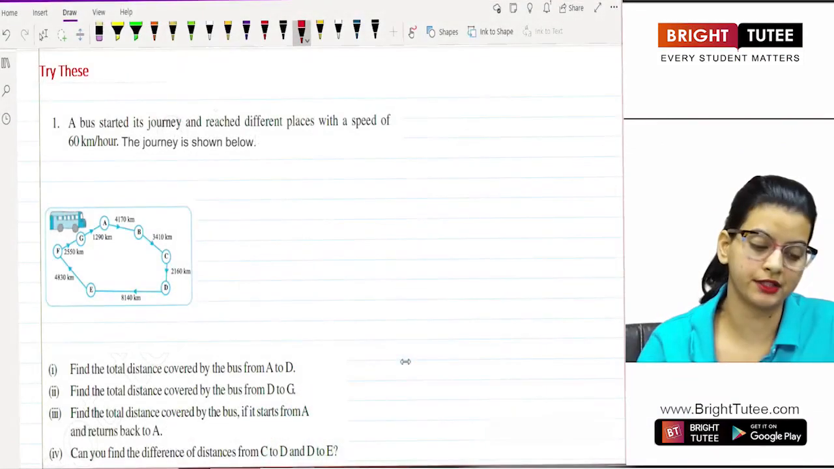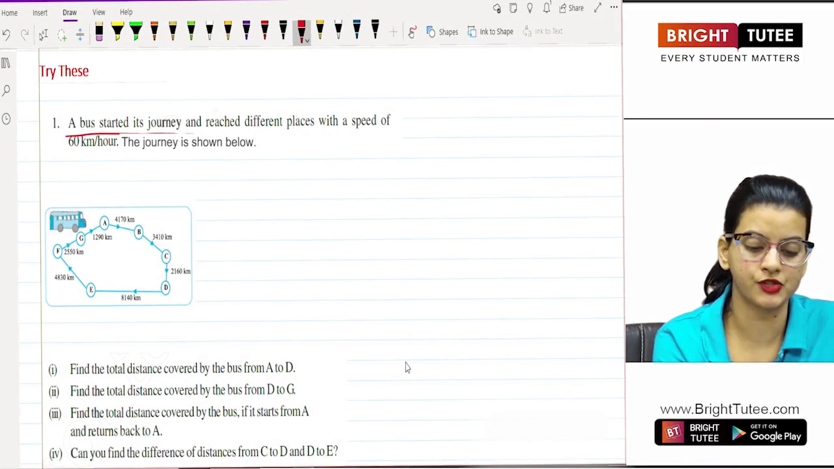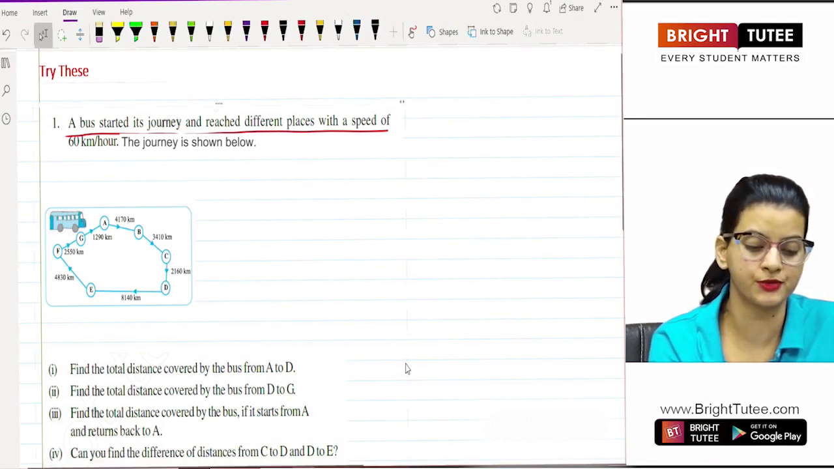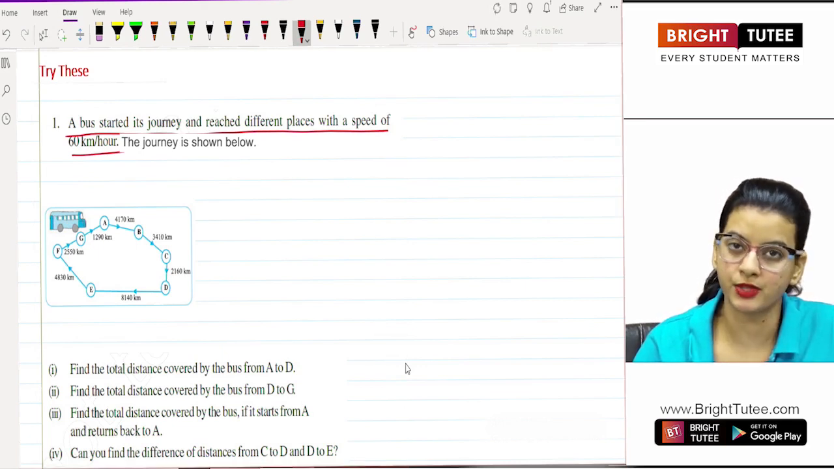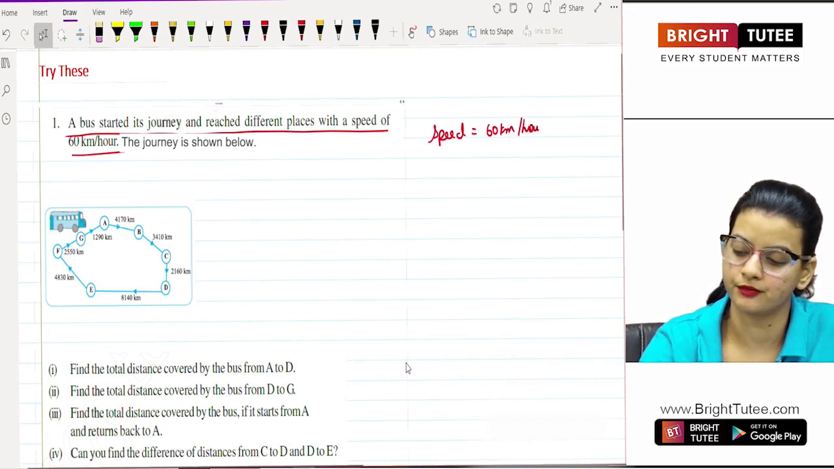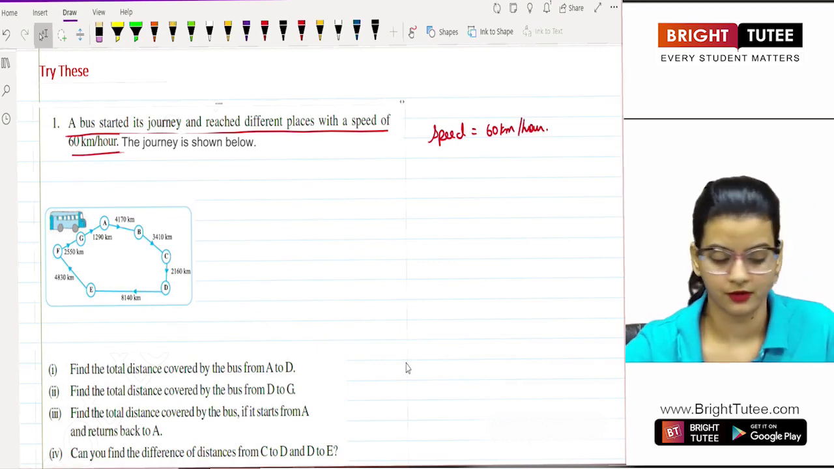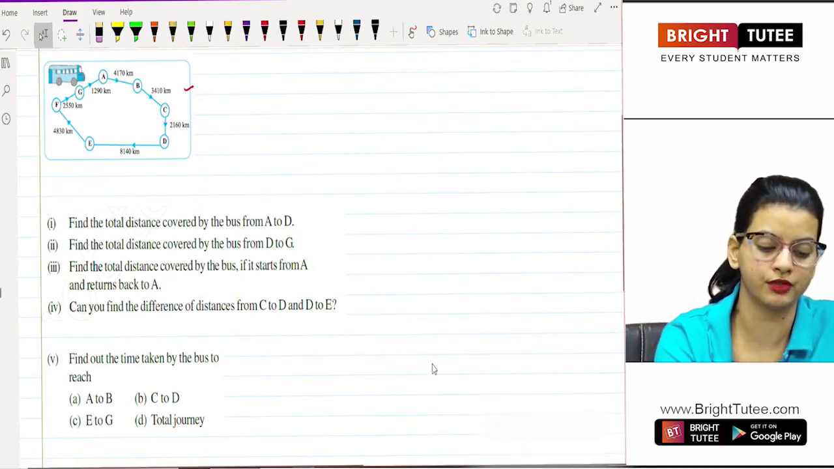Now let's solve these try-these questions. Here we are given that a bus started its journey and reached different places with a speed of 60 km per hour. So there was a bus which started its journey and it has reached different places. And the speed of the bus is equal to 60 km per hour. So this is the map of the journey of the bus.